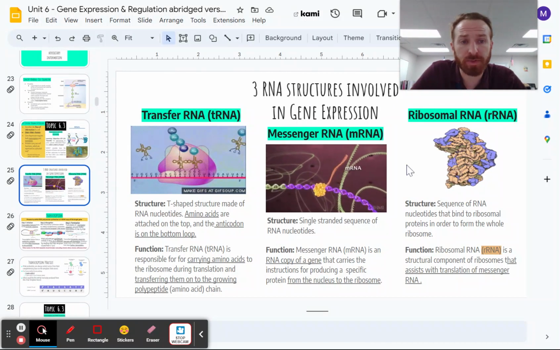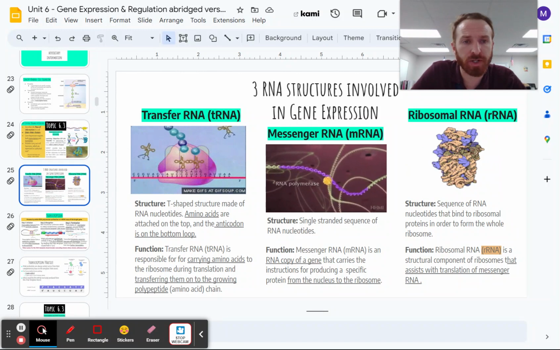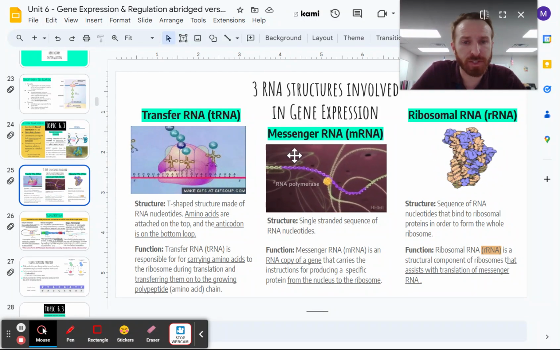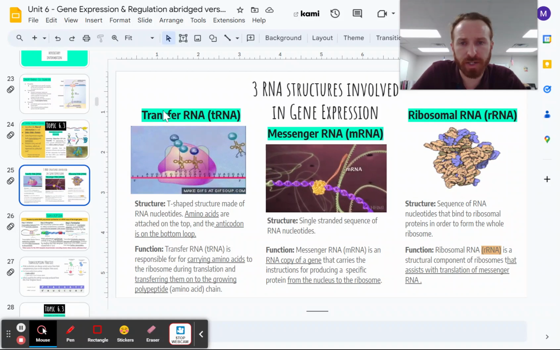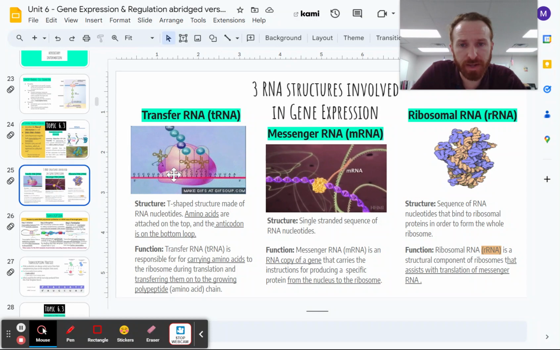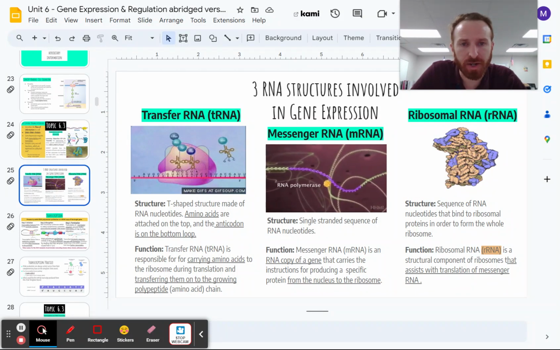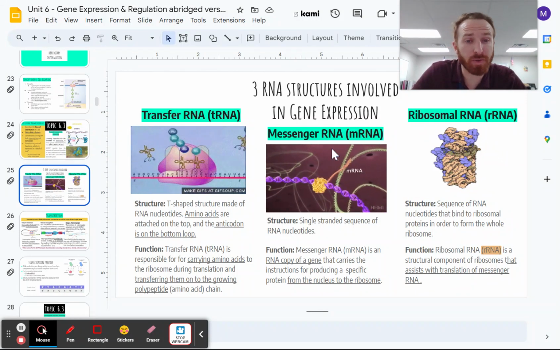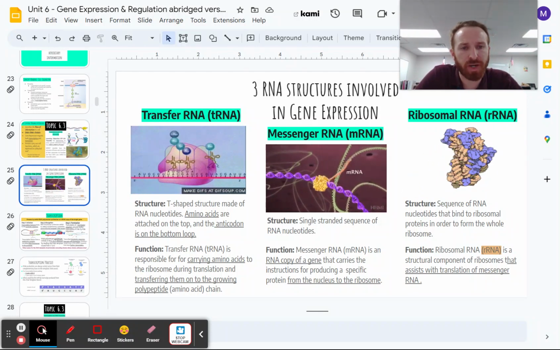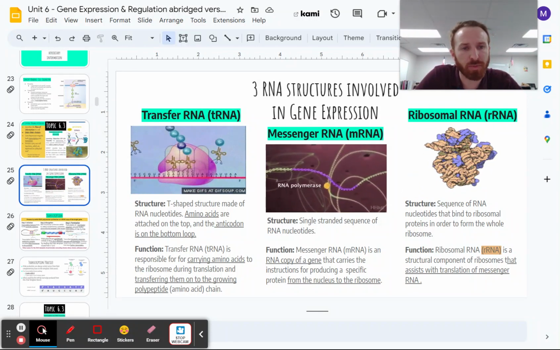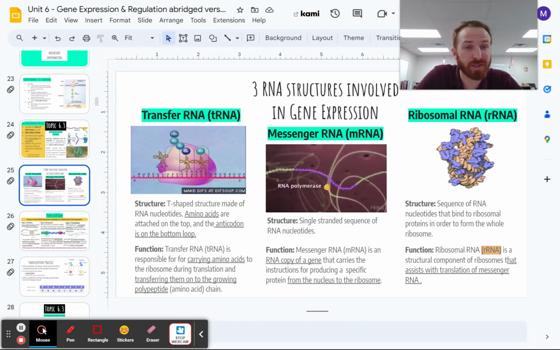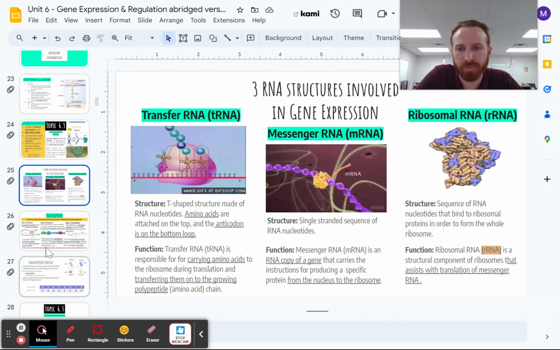You have 3 different types of RNA. You have transfer RNA, messenger RNA, ribosomal RNA. Those aren't the only ones, but those are the primary ones involved in gene expression, right? And so the tRNA here, you can see, are attached to the amino acids, and they're going to have what are called anticodons that are opposite of whatever the mRNA codon is, okay? And then the ribosomal RNA is actually what binds the ribosomal proteins to form the ribosome. So it's kind of like the rRNA is the ribosome in a sense, okay?